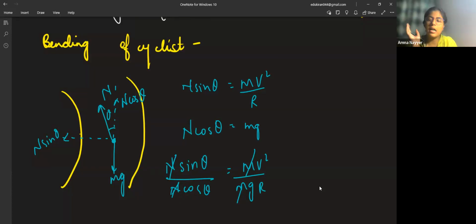Now I'll straight away start with work, energy, and power. Work done, we'll start. So note it down quickly so that we can start with work done.